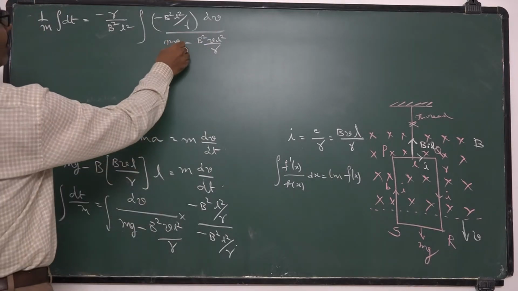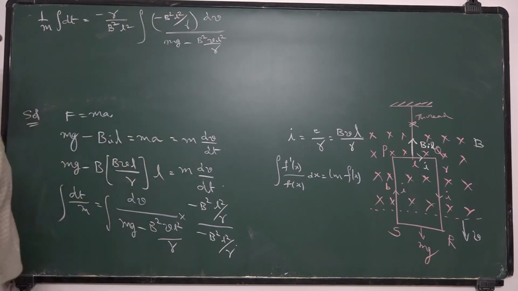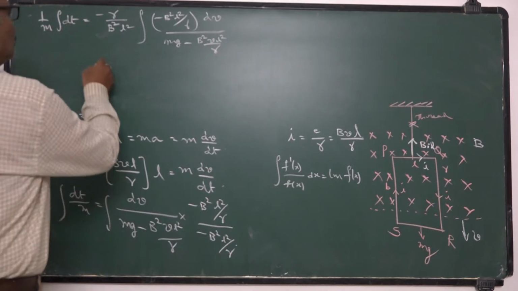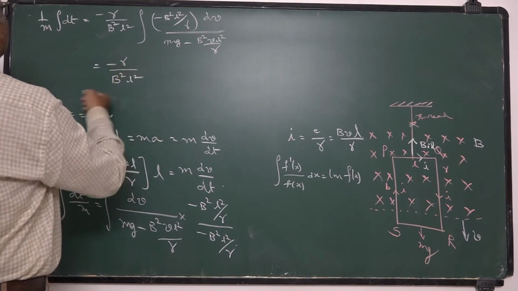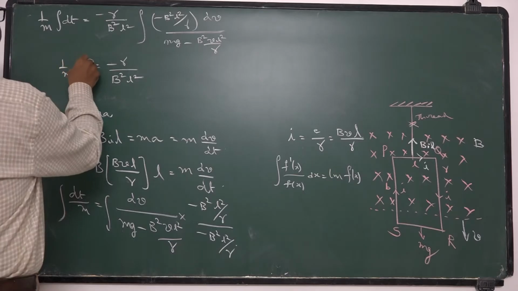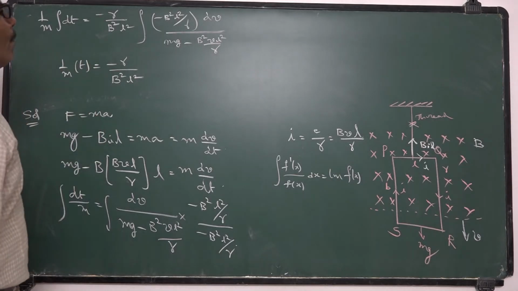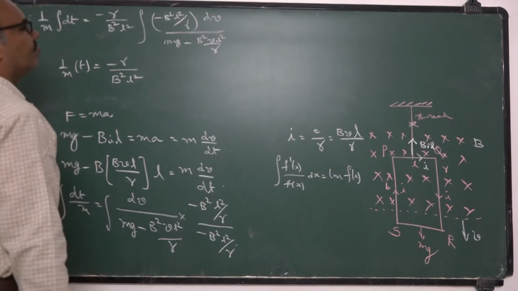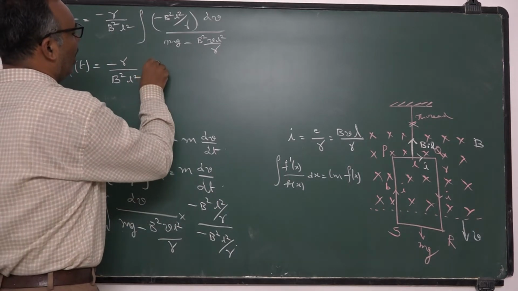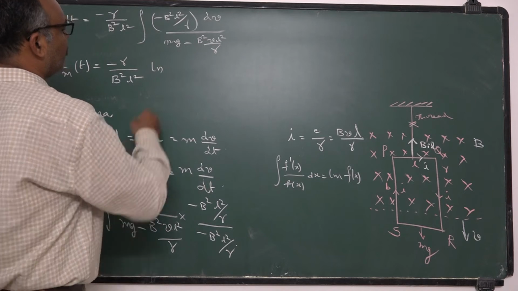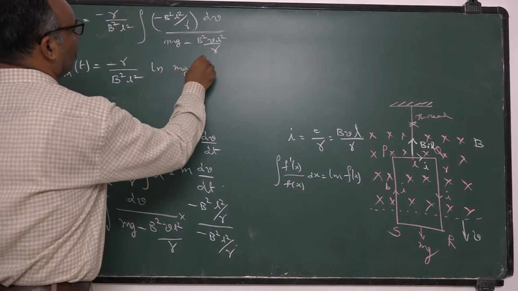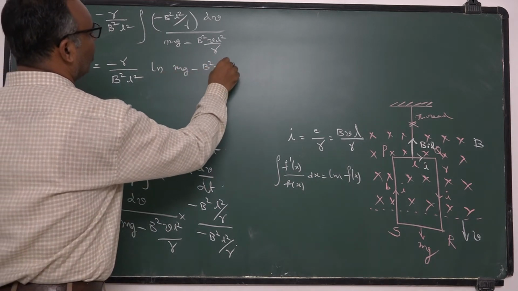Clearly it is like f of x, with its derivative in the numerator. Now you should write it as minus R by B square L square on this side, and 1 by m into integral dt, integral dt is t, ln of mg minus B square v L square by R.